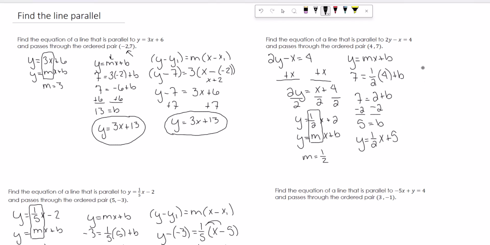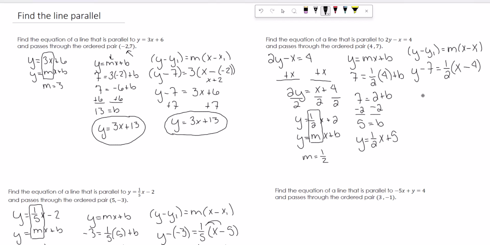Let's say we're going to use the other formula. We'll have y - y1 = m times (x - x1). The first y stays there, minus our y value in the ordered pair, which is 7, equals our slope, 1/2, because parallel lines have the same slope, times x stays the same, minus our x value, which is 4.